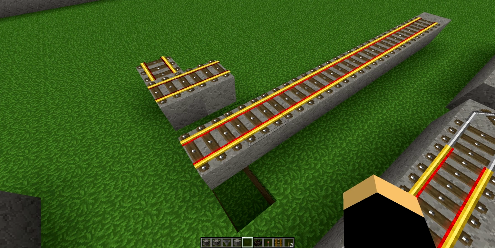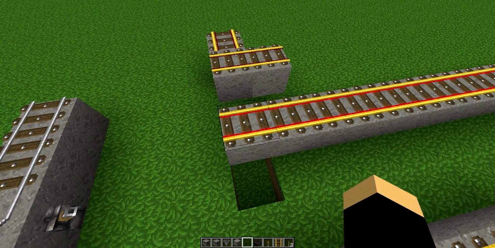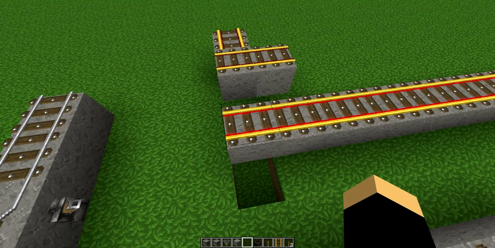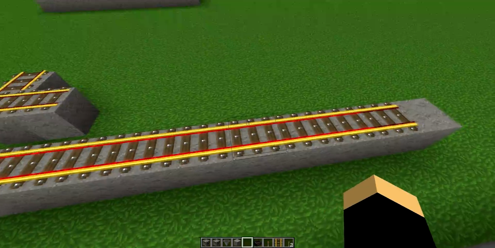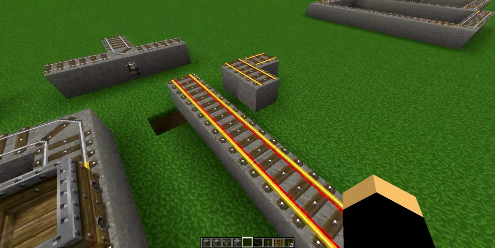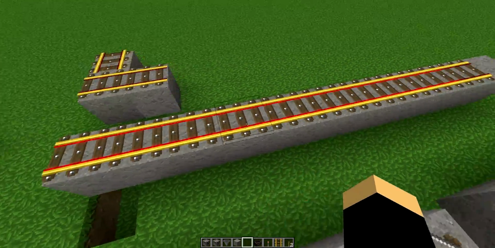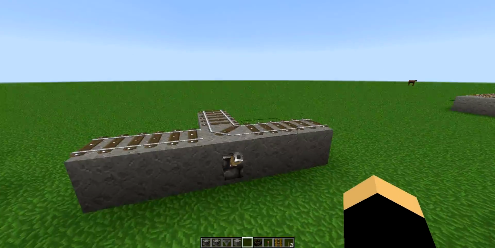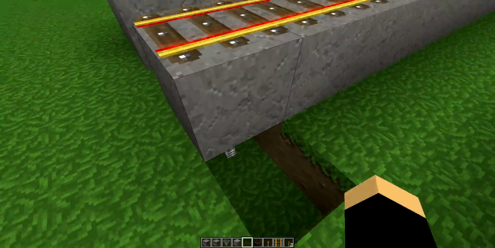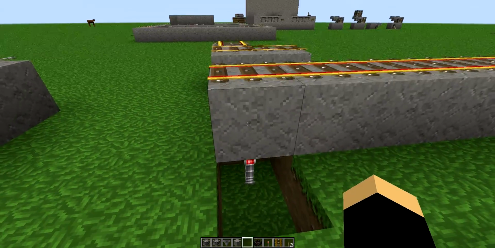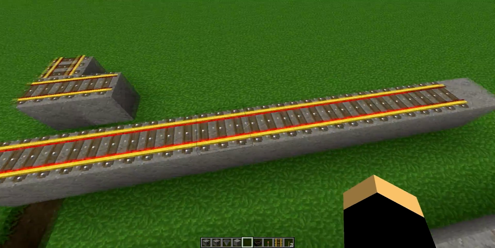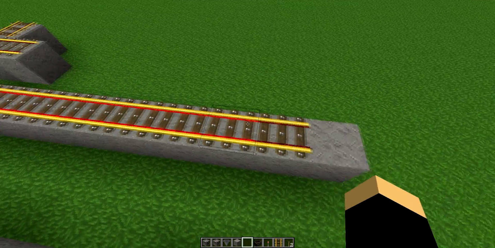A note about how to power multiple powered rails is that they can actually transmit redstone power from the original track that's being powered across several other powered rails. The max distance it will actually go is 8 blocks in either direction from the original power source. So I could go off in that direction, but I'm just showing one right now. I've got this redstone torch underneath this block, powering that rail, and then it's supplying power to its connected powered rails all the way out to 8 blocks.